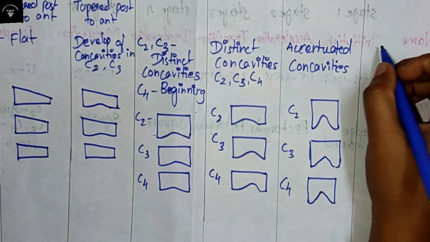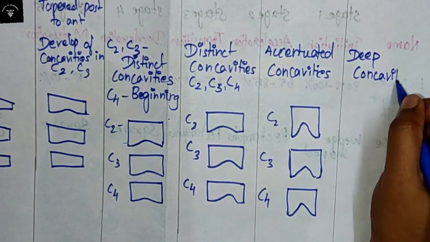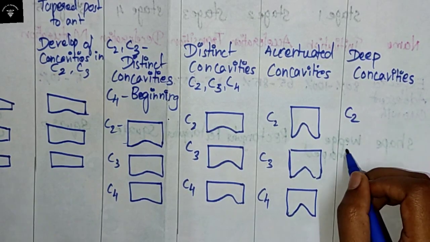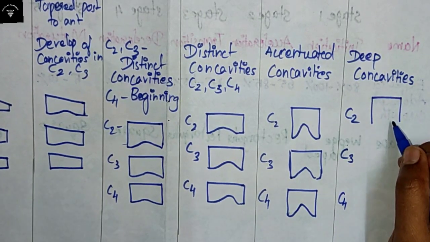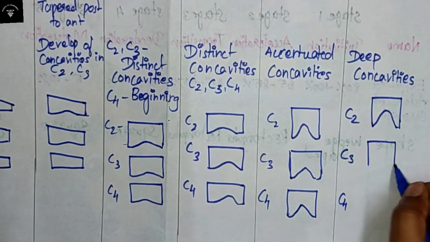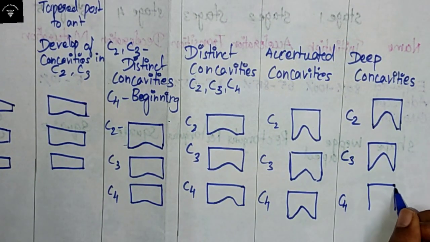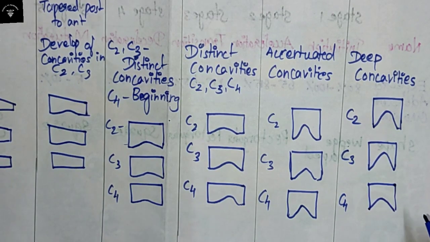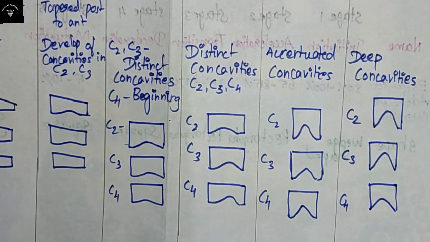In stage 6 there will be deep concavities. In all the C2, C3 and C4 vertebrae, there will be deep concavities of the inferior border. That is, you should draw it deep. The concavities should be deep. So this is how you should remember the superior and inferior borders of stage 1, stage 2, stage 3, stage 4, stage 5 and stage 6.